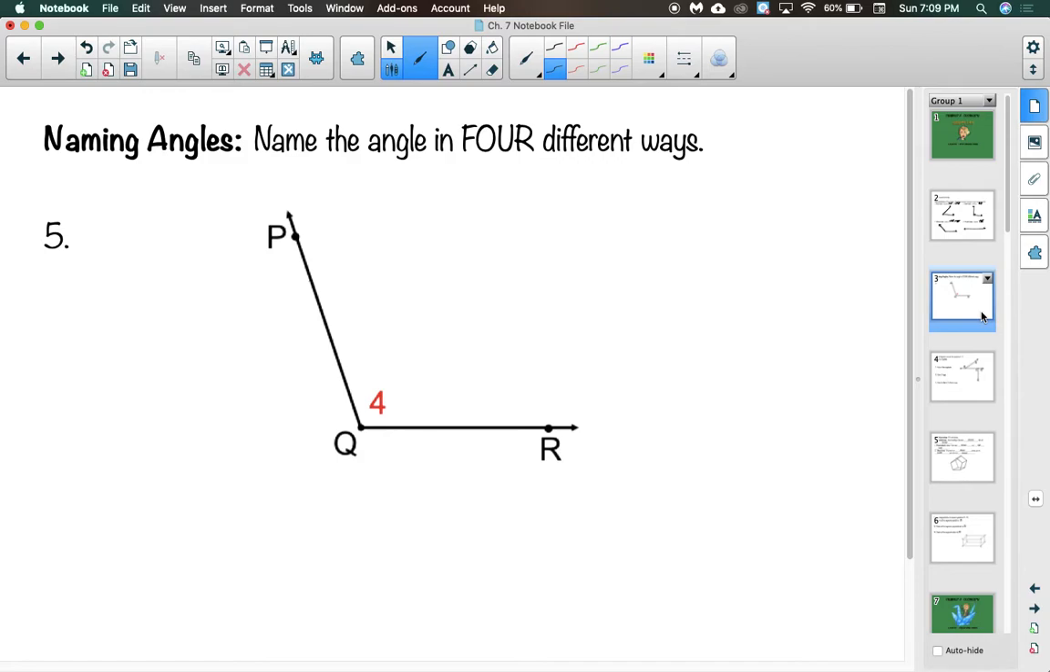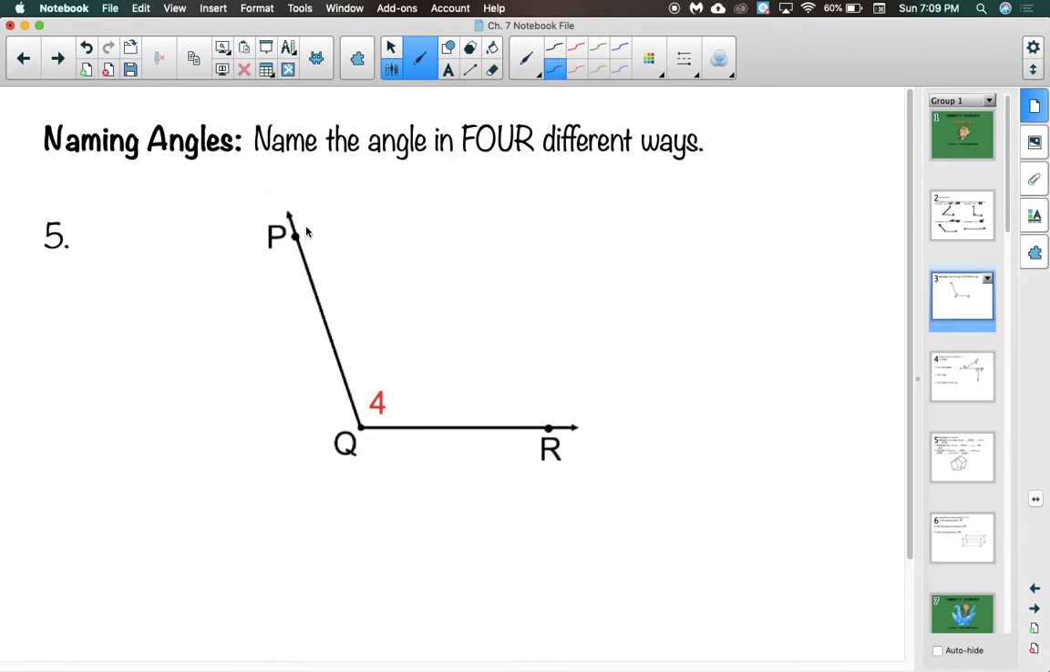Naming angles is when you're talking about a very, very specific angle. So if I say the name of the angle, you know exactly where to look. So here's our example angle. We're going to name it in 4 ways. This Q is very important. The Q is called the vertex point. It's where the 2 rays intersect. So that Q you're going to see is used very intentionally when we name our angles.